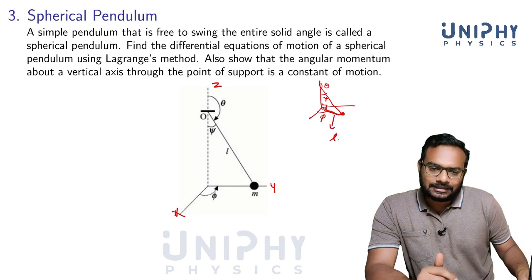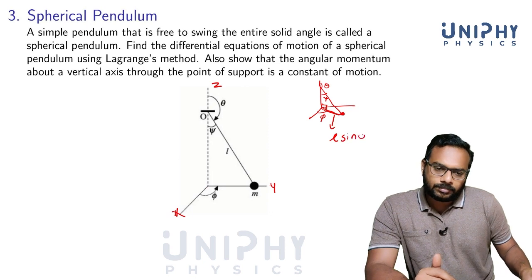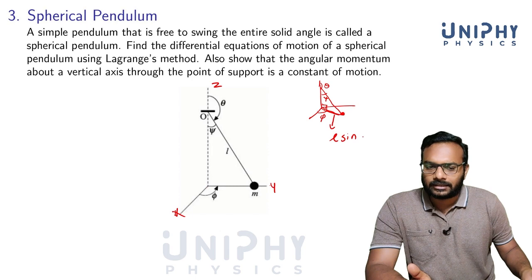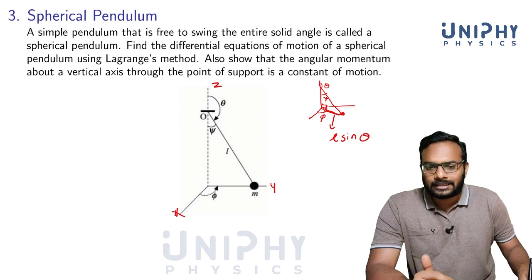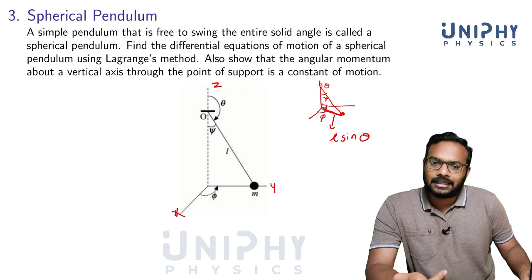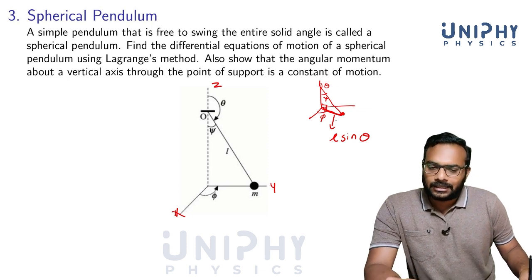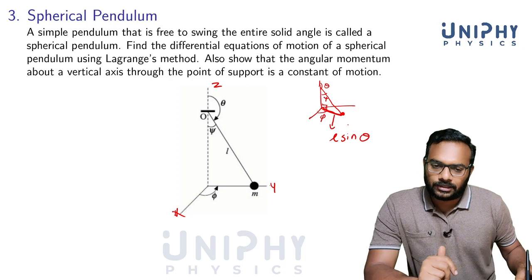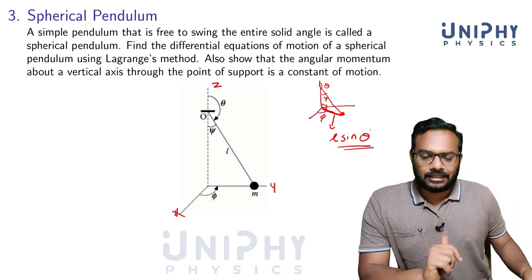This length is L sine psi. You can also write it as L sine theta if you are talking only about the magnitude. You can see that they are the same when you take the magnitude. So that's L sine theta.